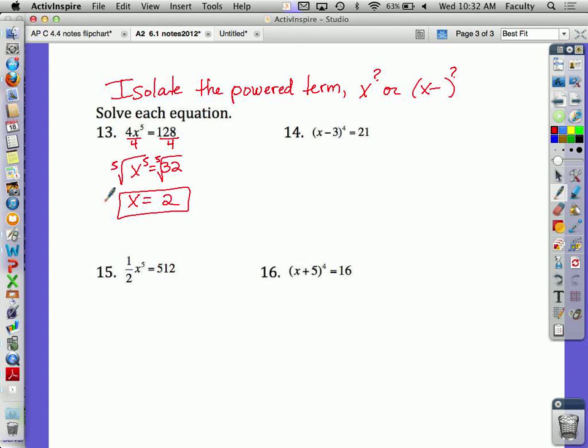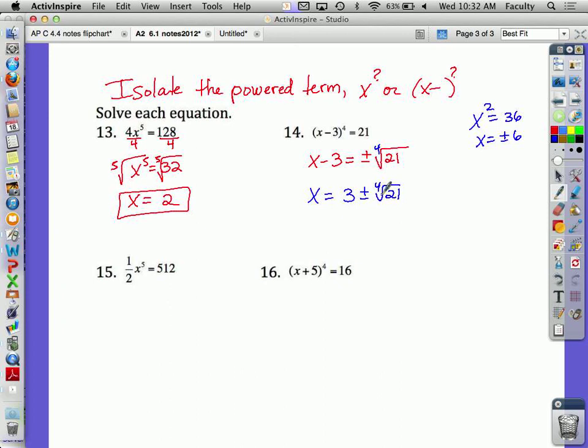All right, number 14. X minus 3 to the 4th equals 21. Well, I do have the something to a power. But I need to refresh your memory. Do you remember when we did quadratics and I had x squared equals 36? And the answer is plus or minus 6. When you have an even root, there's two possibilities. It could have been a positive or a negative. So then I'm getting x equals 3 plus or minus the 4th root of 21.